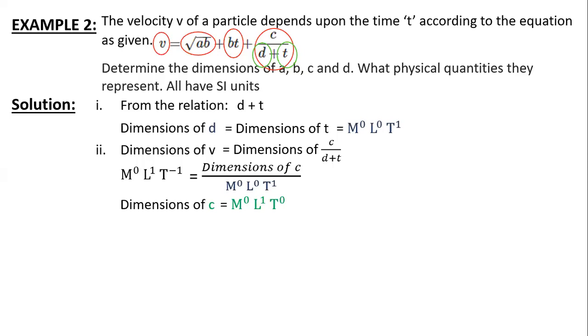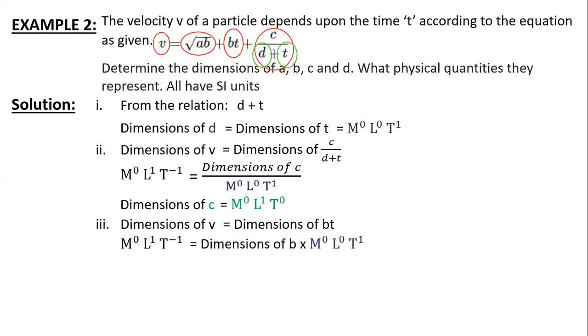Next you can compare V and BT. So two unknowns we got, C and D. Now we can again compare the first red circled and the third red circled. The dimensions of V we know, and the dimensions of BT can be written as dimensions of B into dimensions of T, and T is time again, M0 L0 T1. So this quantity goes to the other side to get divided. T power minus 1 upon T power 1 becomes T power minus 2. So you got the dimensions of B as well.